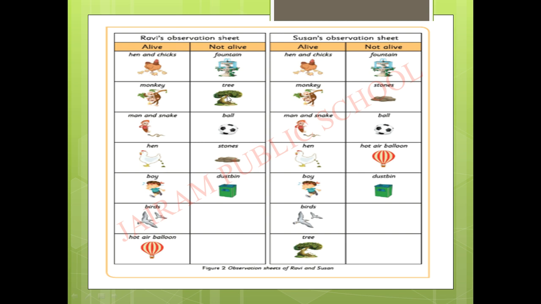No, it is able to grow. So it is alive. So Ravi has wrongly marked tree as not alive. Okay, ball is not alive. Stones are not alive. Dustbin is not alive.